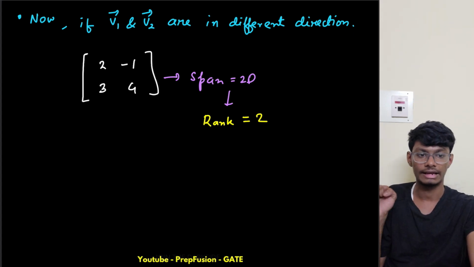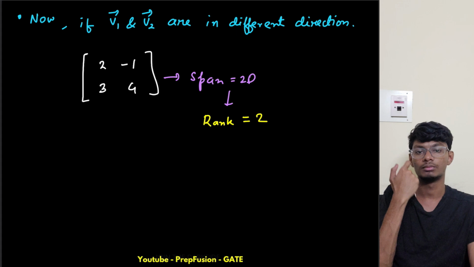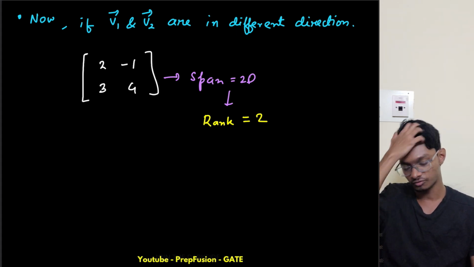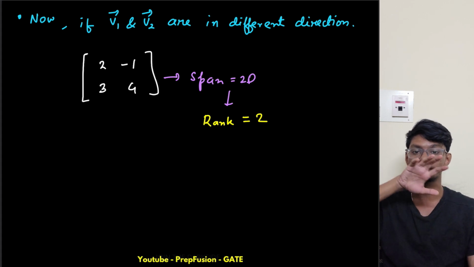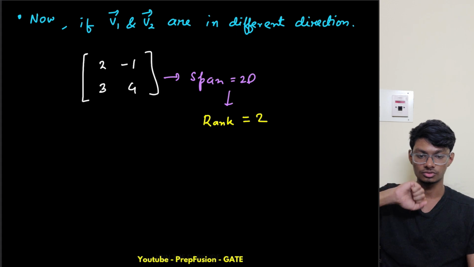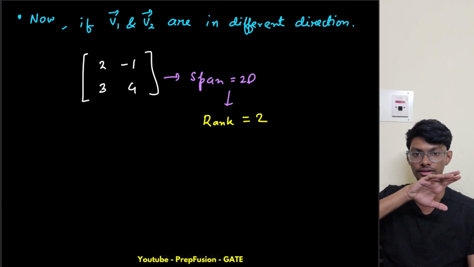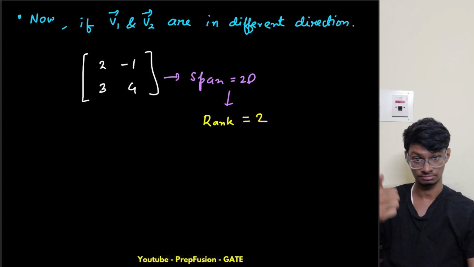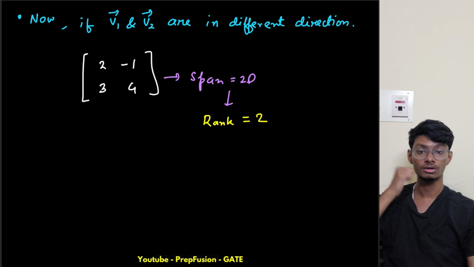Also, rank can be calculated with the help of the determinant. I hope you already know the determinant. So for 2D, what does the determinant signify? For 2D, the determinant signifies area, right? So if the area is 0, then definitely the rank will be less than 2. It can be either 0 or 1.